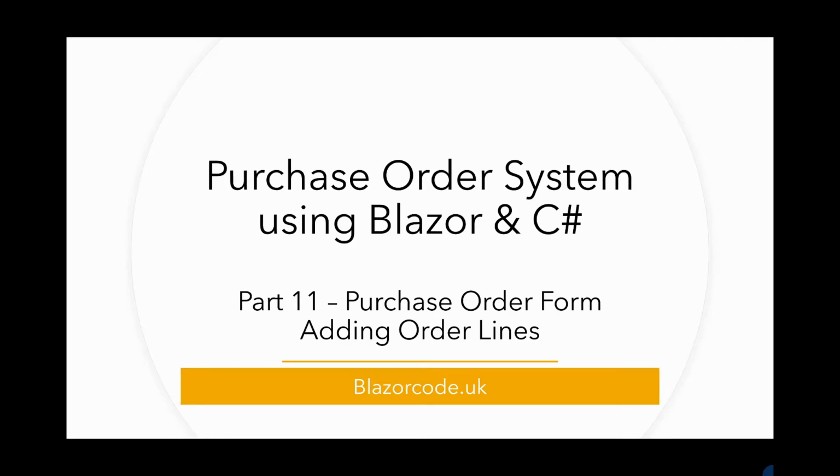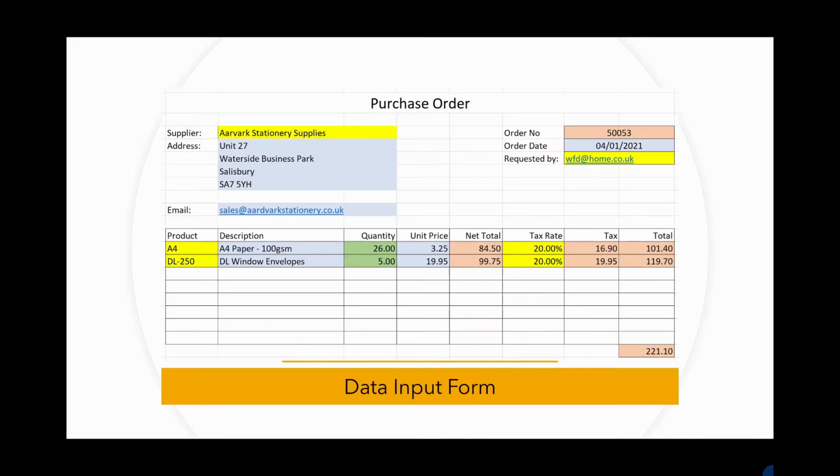Welcome to part 11 in our series of videos on creating a purchase order system using Blazor and C#. I thought we'd just do a quick recap on where we are and what is coming up in this part. The target for our purchase order import form is this, and it consists of a header and a detail section. This is the purchase order lines.